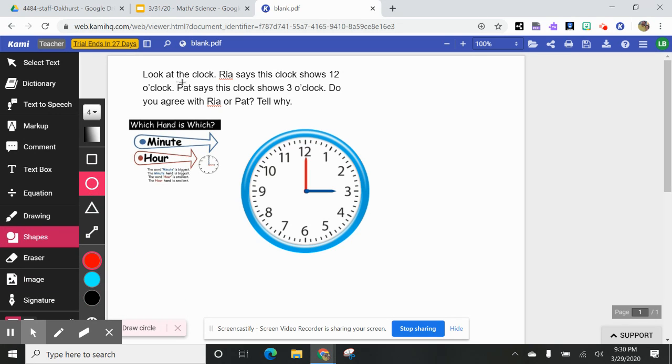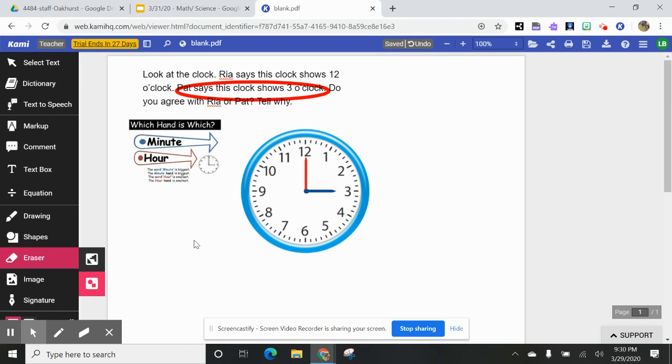Pat is correct by saying that it's 3 o'clock, and this clock is showing 3 o'clock. So it's something that we are working on as a review, and we're going to continue to practice the rest of the problems as a review that you should see. Working on what is the hour hand, what is the minute hand, and telling some time.